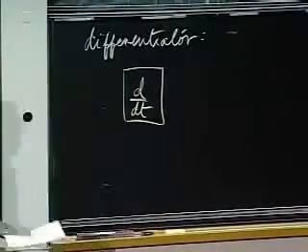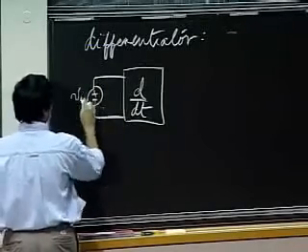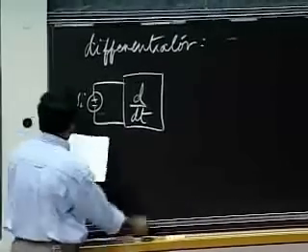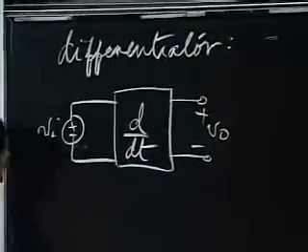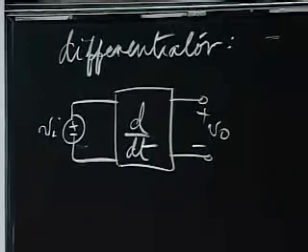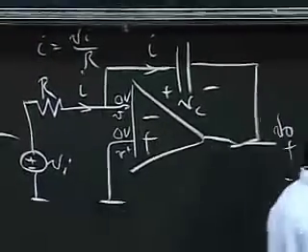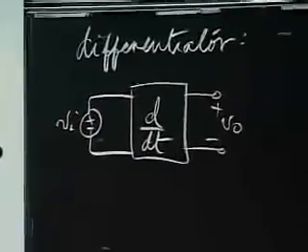d by dt here. So let me take a VI and stick a VI in there. That's what I want to build. What I built here is that integrator box. And what I'd like to do now is build a differentiator box.